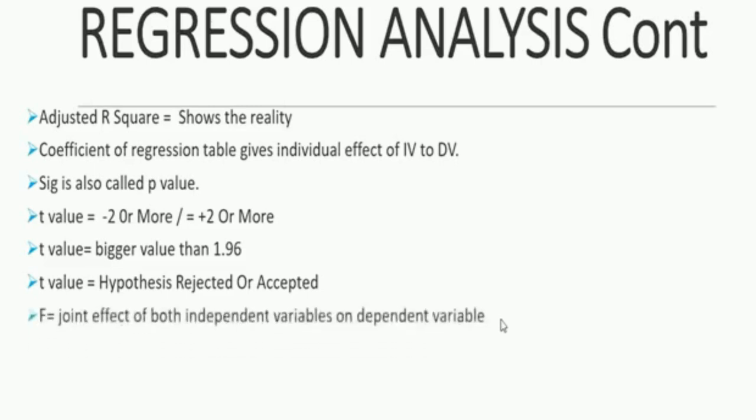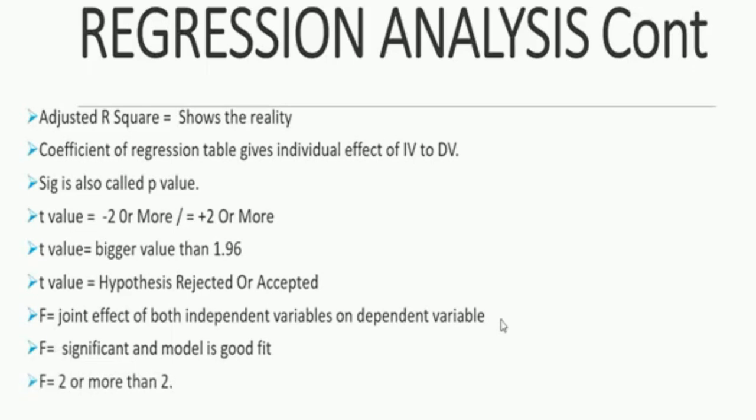Then F value tells the joint effect of both independent variables on dependent variables. Let me repeat. F value tells the joint effect of independent variables. If you have 3 or 4 variables, then it will tell you the joint effect of these variables on your dependent variable. Then F value also tells you the significance of your model, and whether your model is a good fit or not.